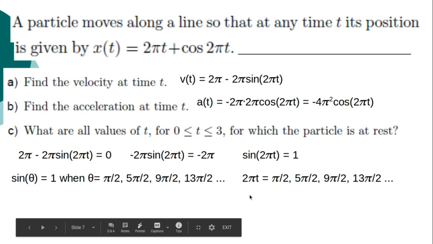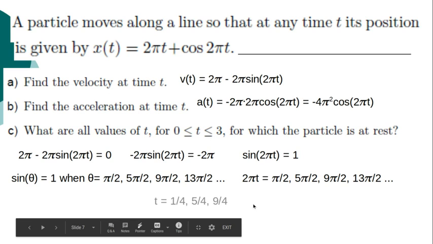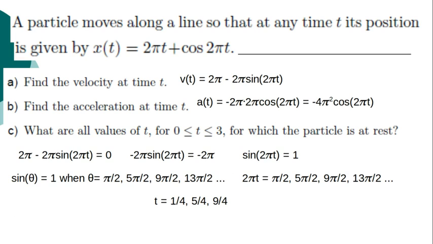And the pi's will cancel. So here, when we divide this term by 2 pi, or multiply by 1 over 2 pi, the pi's will cancel and we'll get 1 over 4. Same thing here. The pi's will cancel. We'll get 5 over 4. Here, the pi's will cancel. We'll get 9 over 4. Then we'll get 13 over 4. But the second we hit 13 over 4, we've now gone over a value of 3. So the only 3 answers that would be in our domain here from 0 to 3 would be t is 1/4, t is 5/4, and t is 9/4.